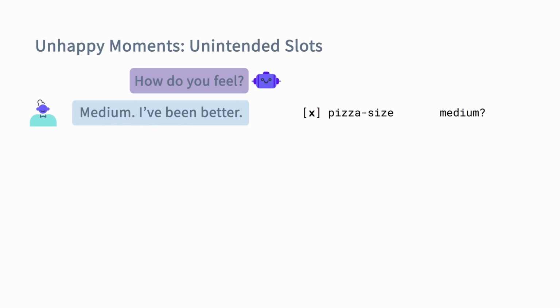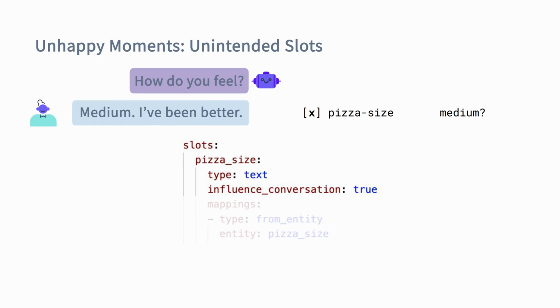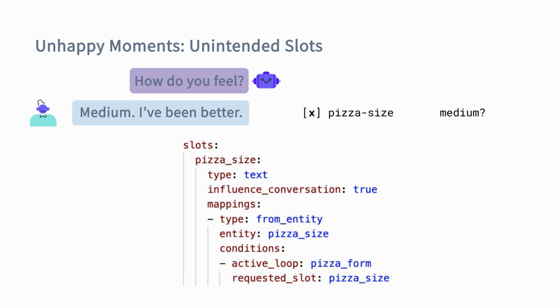Well, if you have a look at your slot configuration, in this case, let's say it's the pizza size, then as part of your mapping configuration, you're also able to add conditions. The idea behind these conditions is that you're able to say, if and only if I am in this pizza form, then I'm going to listen to the entities to set the slot value.